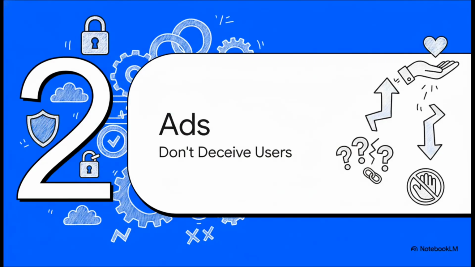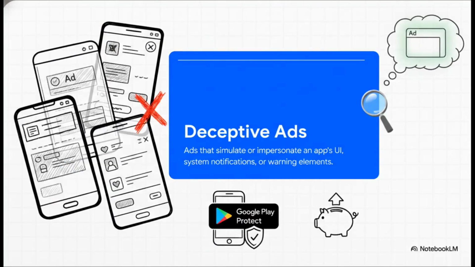All right, let's switch gears and talk about ads, where that same idea of user trust is everything. If in-app purchases are all about fair value, then ads are all about fair presentation. The guiding principle is so simple. Just don't deceive your users. So, what exactly does Google mean by deceptive? Well, it's basically any ad that tries to disguise itself as part of your app's interface or even your phone's operating system. The user has to know, without a single doubt, when they're interacting with an ad versus when they're interacting with your actual app.